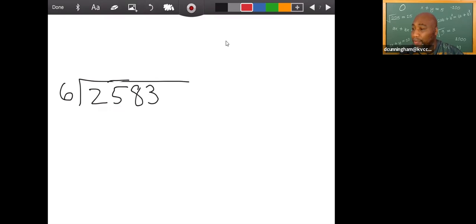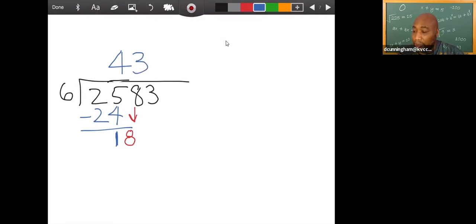So 6 times 4. So in this case, I'm going to write in blue. We do 4 times 6, which is 24. And then subtract, multiply, subtract. So when we subtract, this will become a 1. And then we could bring down the next value, which is 8. Now we're looking at 18. Can 6 go into 18? It can, actually can go in evenly. We know it can go in there 3 times. So it'll be 3 times 6, which is 18.